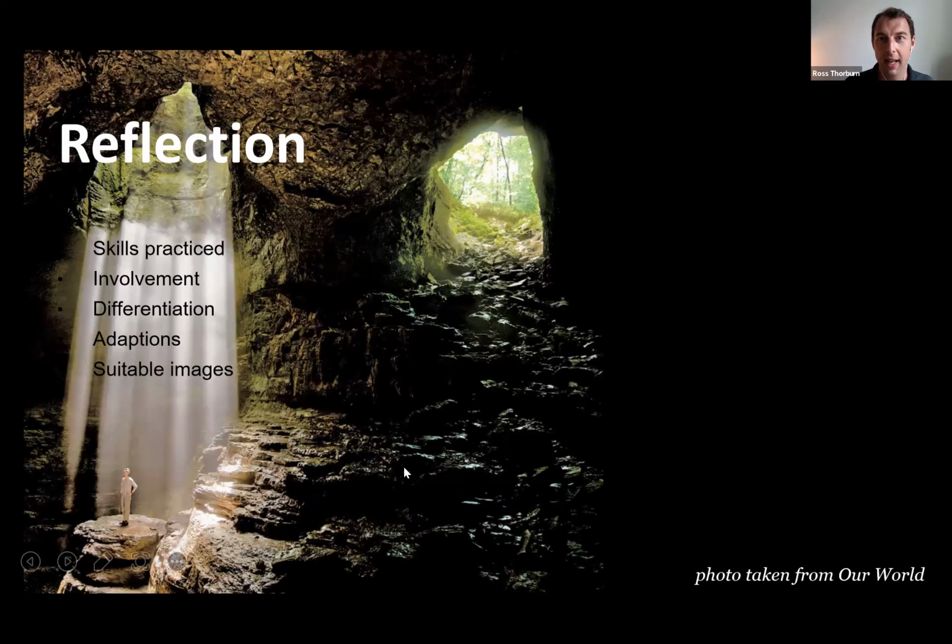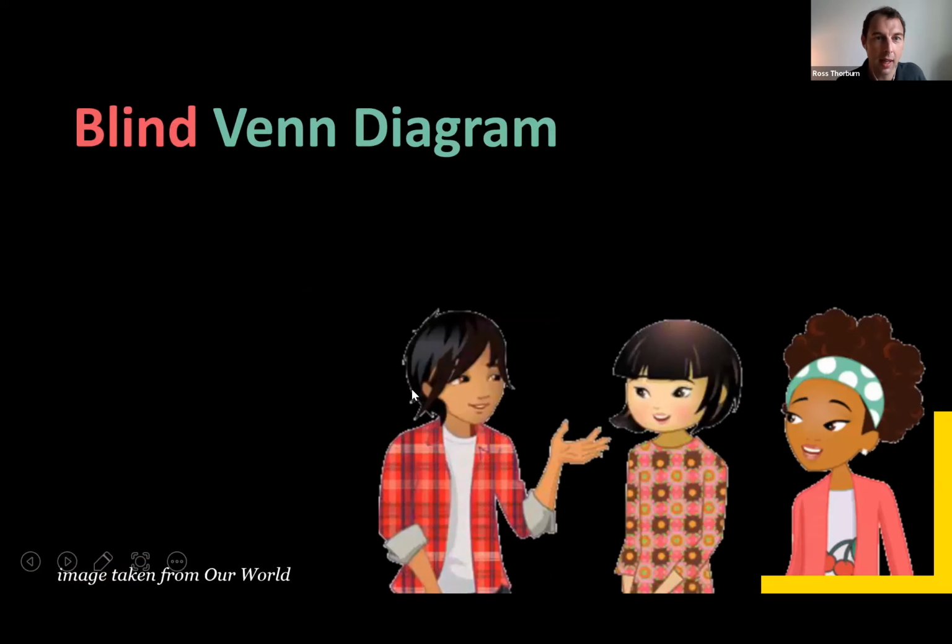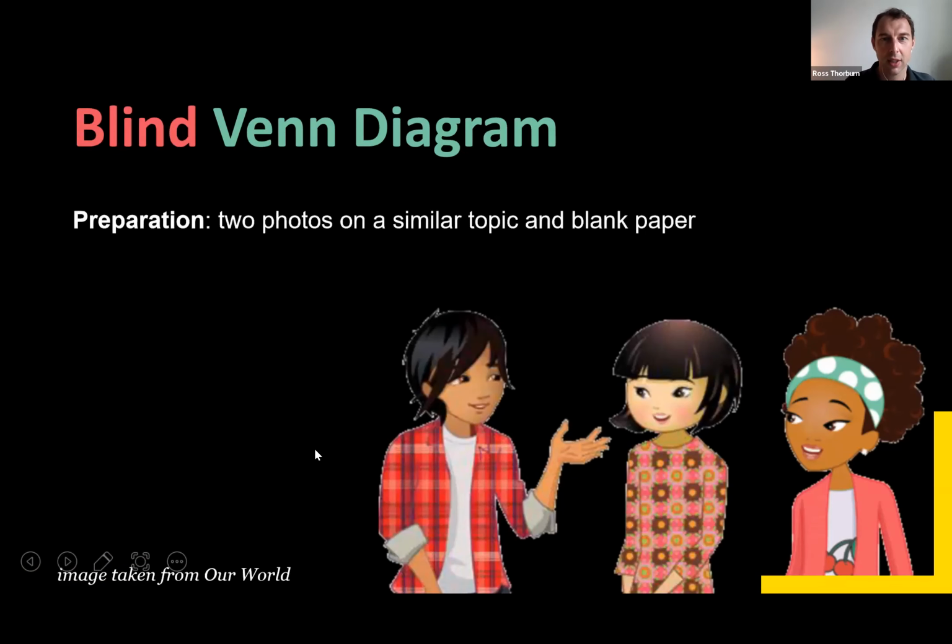Hope you enjoyed that. Next activity we're going to do is called Blind Venn Diagram. All right, so for this activity, you need to find two photos and they need to be kind of similar, or they need to have some things that are similar about them. And you also need some blank paper as well, or you can make a Venn diagram template for your students.